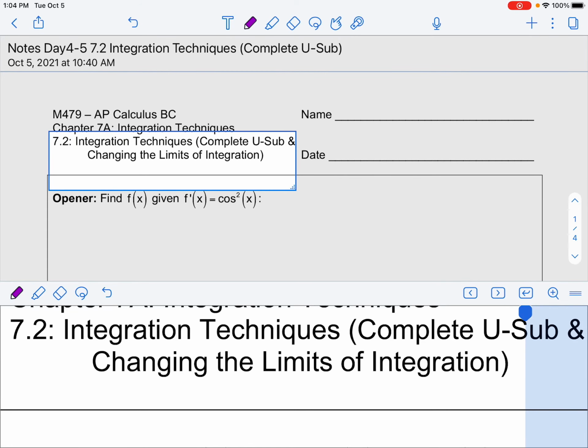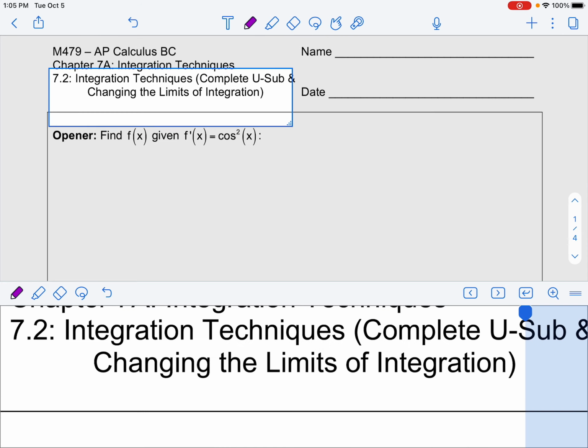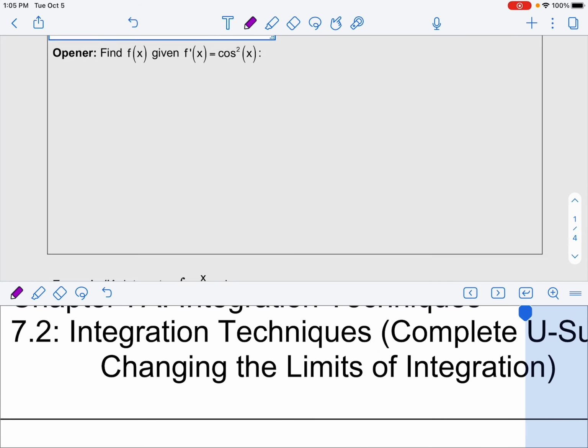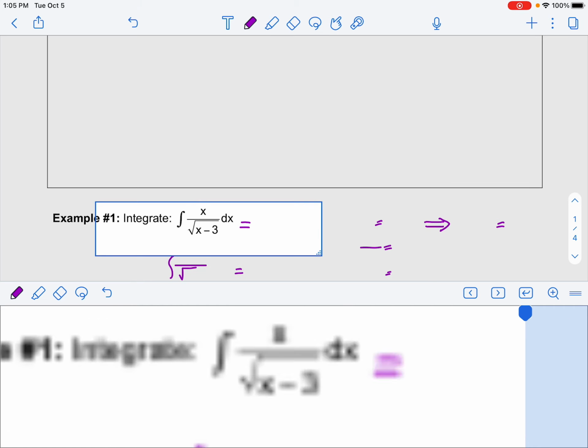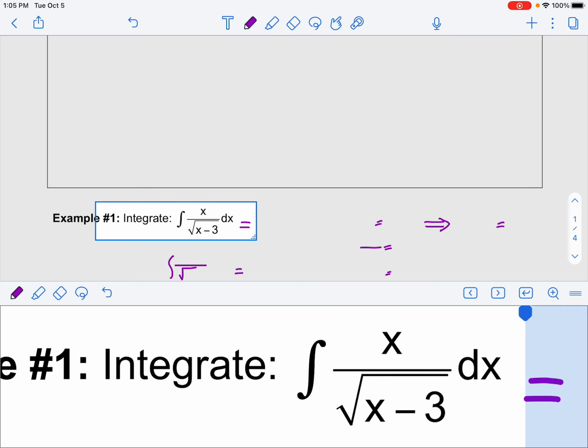Hi everyone. Today we're going to take a look at section 7.2, looking at a couple more integration techniques today. One is a complete U-substitution, and the second part involves changing the limits of integration. So let's get started. We're going to skip the opener here, and we are going to go down to example 1, which asks us to integrate x over the square root of x minus 3 dx.